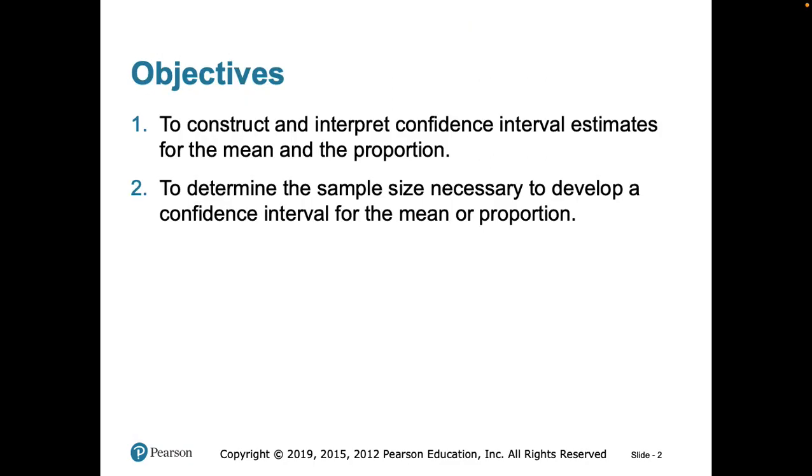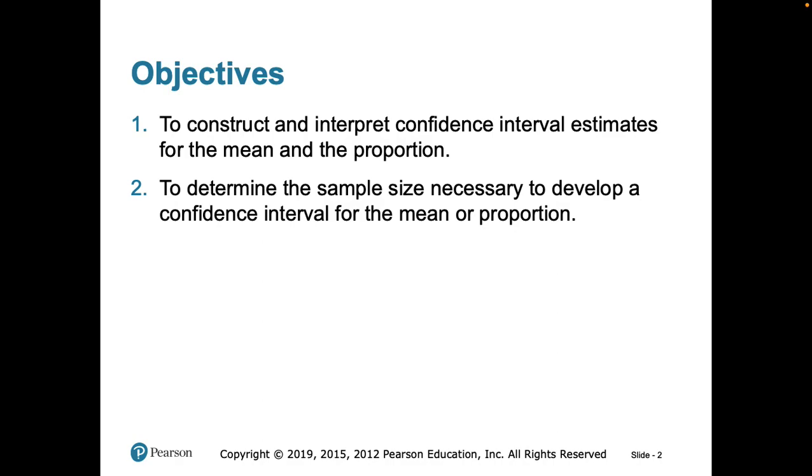So at the end of this chapter, you should feel comfortable constructing and interpreting confidence interval estimates for the mean and the proportion. You should be able to determine the sample size necessary to develop a confidence interval for the mean or for the proportion. So you should be able to build them and be able to tell if you have enough sample size to do those interval estimates.